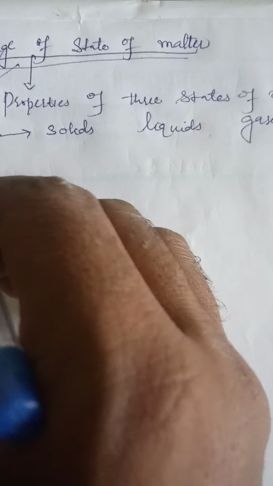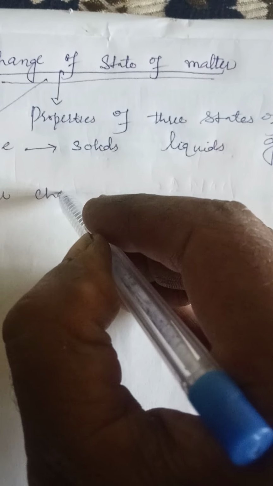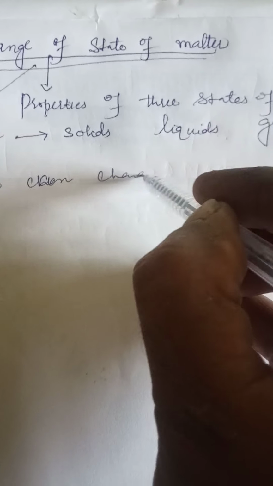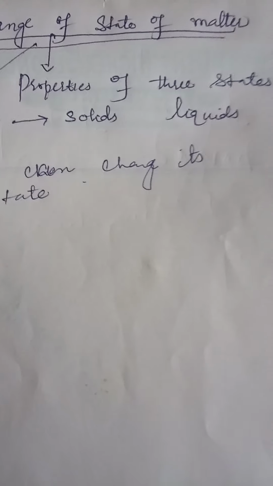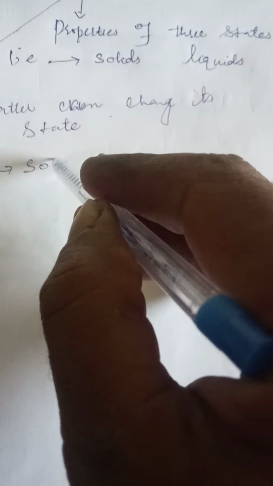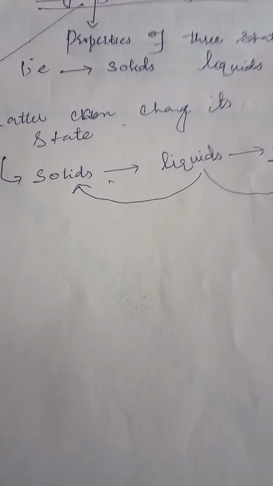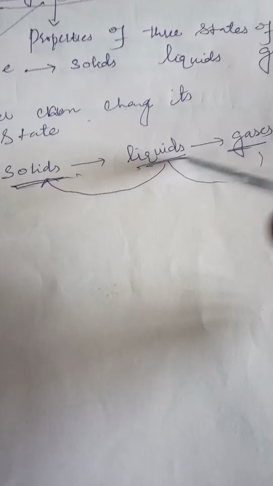Matter can change its state. That is, one form of matter can be converted into another. Solids can be converted into liquids, and liquids can be converted into gases, and vice versa. Gas can be liquefied or liquids can be converted into solids. We can change the three states of matter.